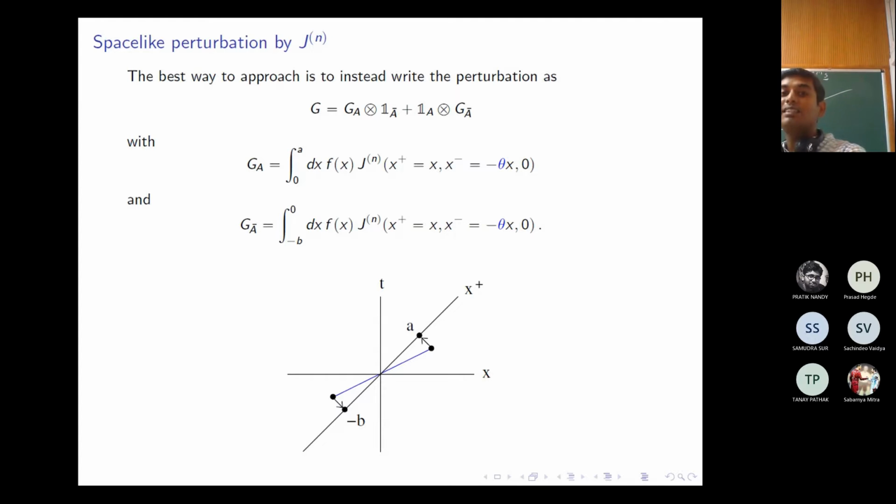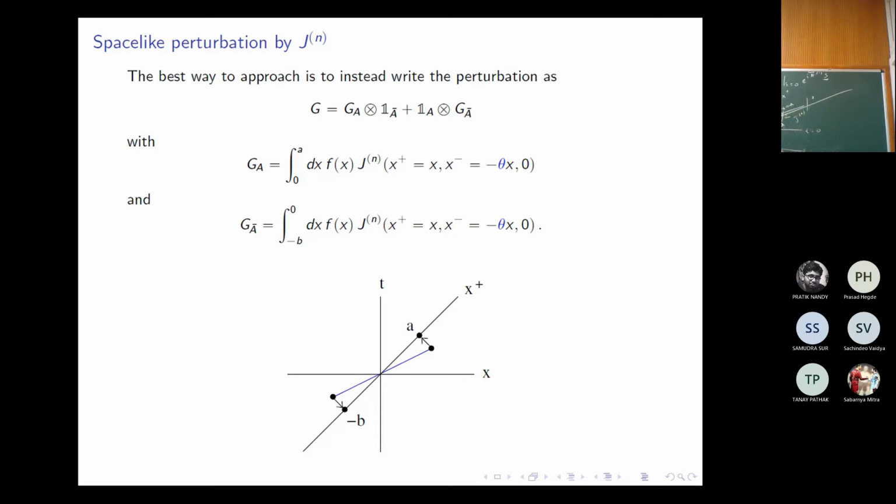So this is why this is easier, because you see this is a perturbation going from, let's say, some minus B to A, which has some part on the left side, some part which straddles the endpoint, and some part on the right side. And I have simply defined my G A bar to be from minus B to 0, and I simply define my G A as 0 to A. So that is very easy to do.